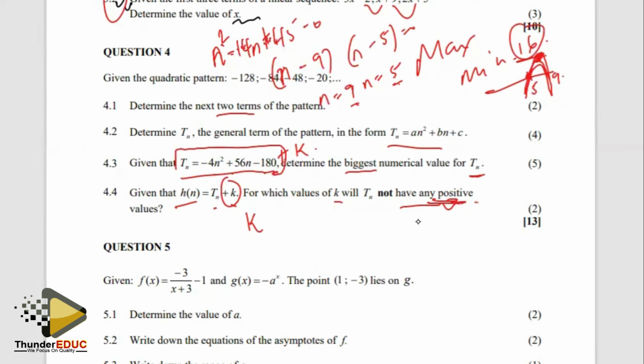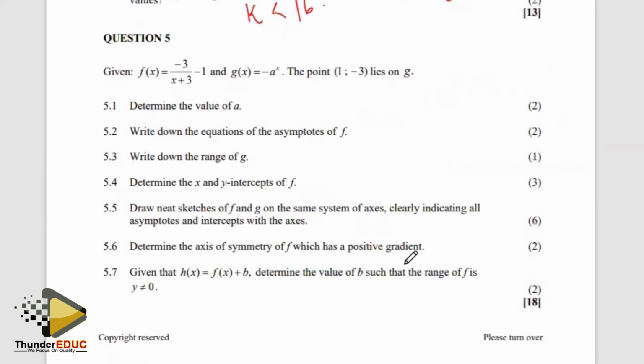So which means I need to move this value downwards. So k must be less than 16. In that way, we're not going to have any positive numbers. All right, so that is question number 4, which is the quadratic.